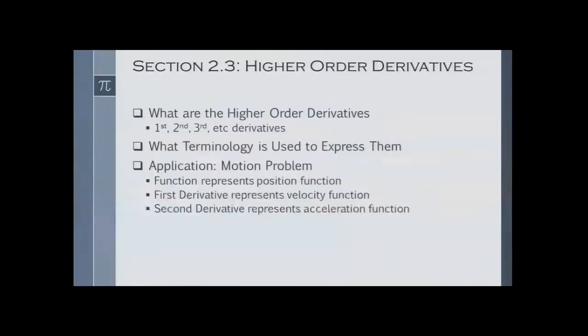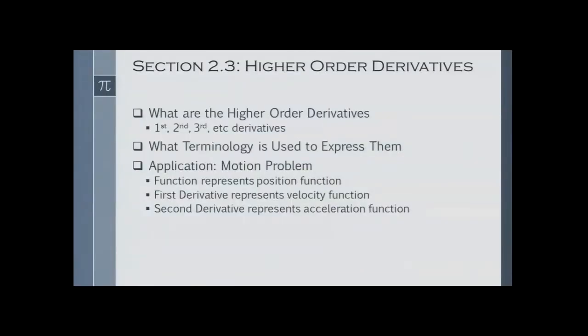We refer to this derivative that we've been working on as the first derivative. It's the first time you've taken the derivative of a function. Turns out that we can take the derivative of that function as well, and then we can do it again and again. These are called higher order derivatives. We have the first derivative, the second, the third, the fourth, the fifth, and so on and so forth. These are called higher order derivatives of our function.